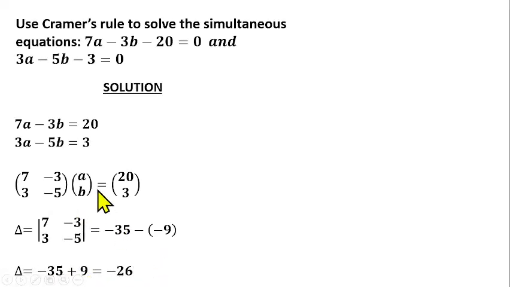Then the next thing to do is to find change in a. Our aim is to find a and b, so our change in a. So change in a will be, you need to use this column matrix to replace the column of a here, because this column belongs to a. So this 20 and 3 will replace this 7 and 3 here. So that will give us 20 and 3, then minus 3 and minus 5, which is for this.